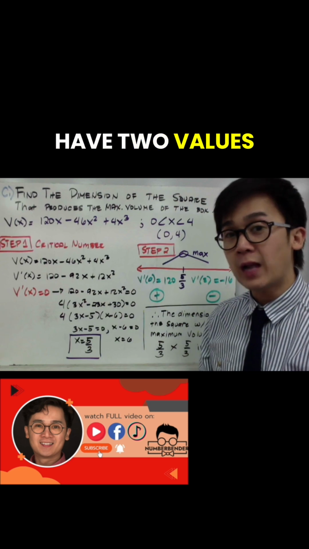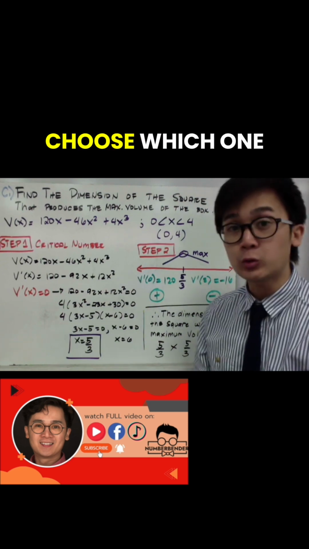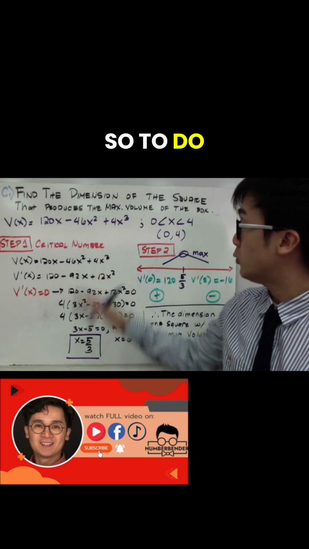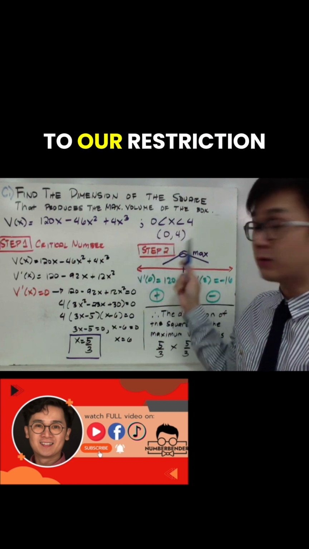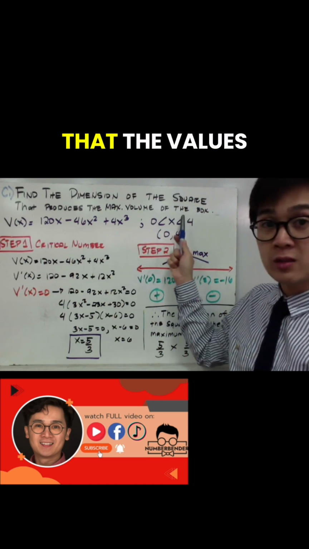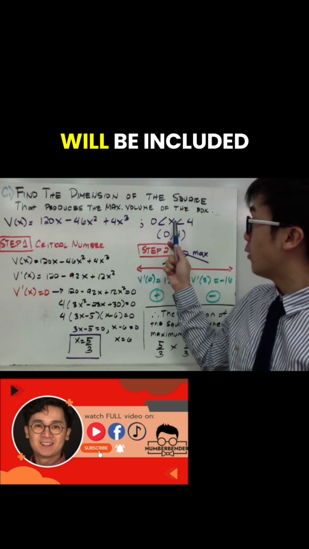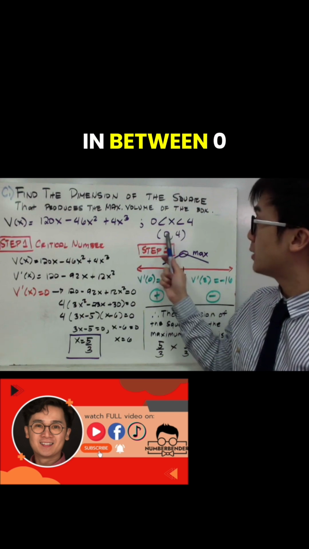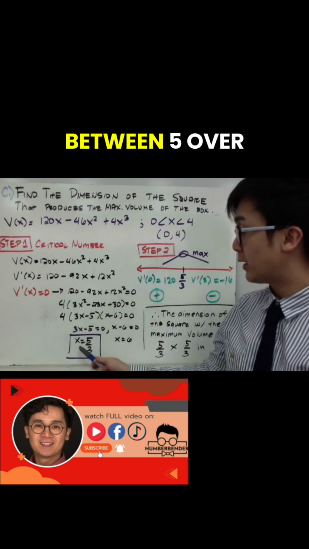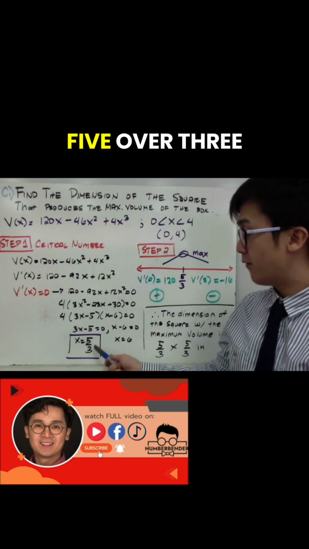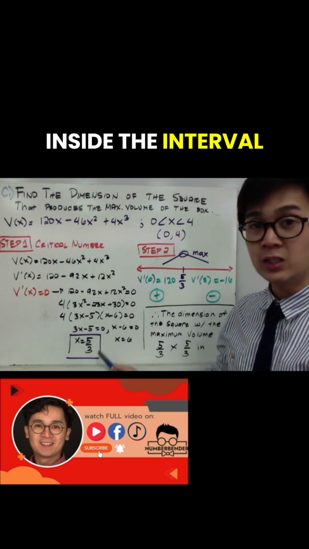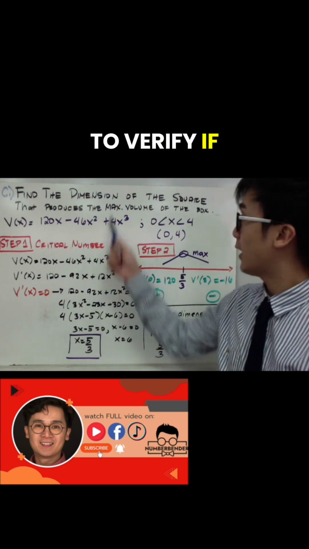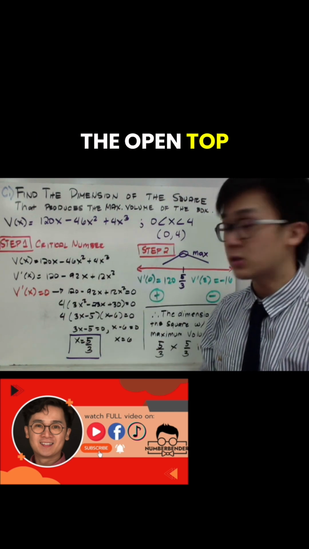Now that we have two values of x, we need to choose which one will be in our equation. So to do that, we are going to refer to our restriction and make sure that the values of x that we are using will be included in our interval. And in this case, the interval is in between 0 and 4, and between 5 over 3 and 6, 5 over 3 is the one inside the interval, and this is what we will use for our sign chart to verify if we have a maximum volume of the open top box.